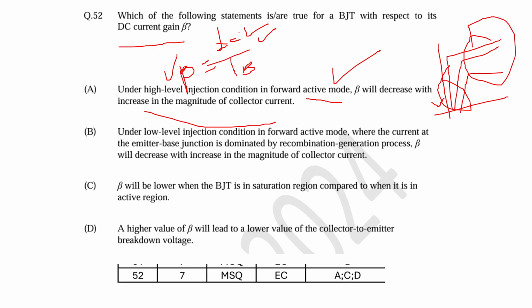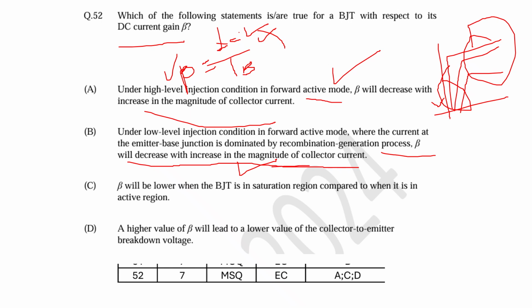Under a low level injection condition in forward active mode, when the current at the emitter base junction is dominated by recombination generation process, beta will decrease with increase in the magnitude of collector current. So of course this is not true. It will increase, beta will also increase. So beta will increase with respect to IC. So this is not true.